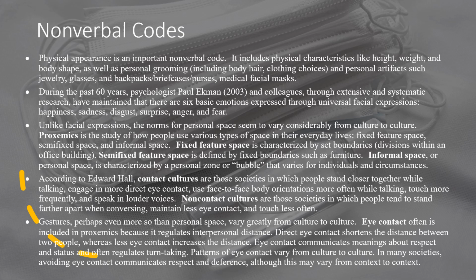But that's a gesture that has a significant difference from culture to culture. Eye contact is often included in proxemics, right? Because it regulates interpersonal distance. Direct eye contact shortens the distance between two people, whereas less eye contact increases the distance. Eye contact communicates meanings about respect and status and often regulates turn taking. Patterns of eye contact vary from culture to culture.